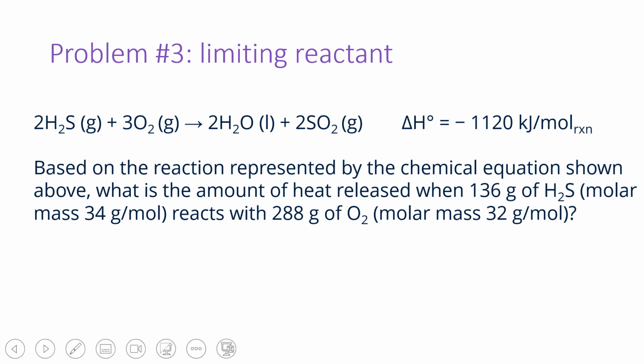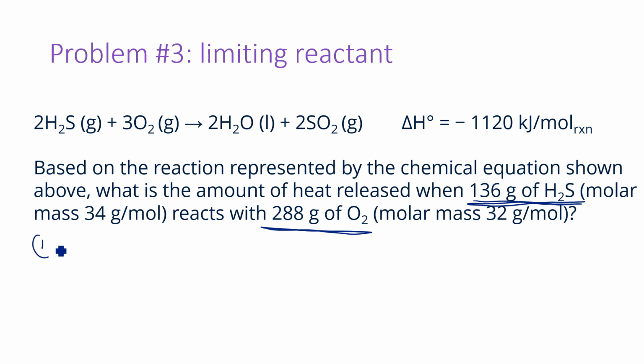Let's look at one more example here. What makes this problem different is we have the same kind of setup. We got a reaction, we know the delta H of it, but this one gives us amounts for 2 reactants. We're reacting 136 grams of H2S and 288 grams of oxygen. So if we've got 2 amounts given, you always want to think, hey, this sounds like a job for limiting reactant. So step 1 is I have to figure out who is the limiting reactant in this problem.